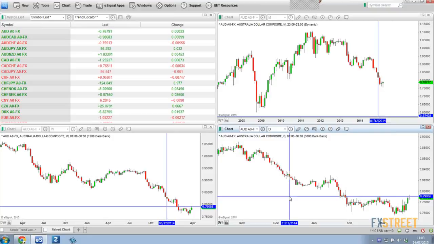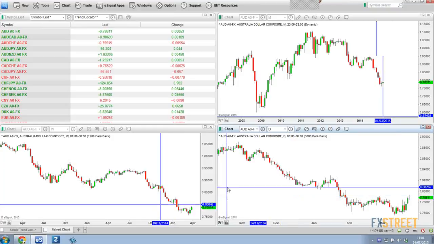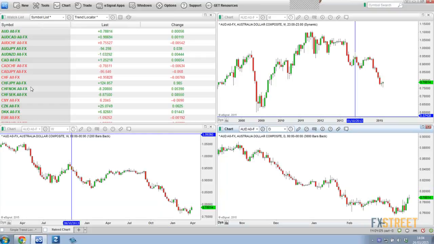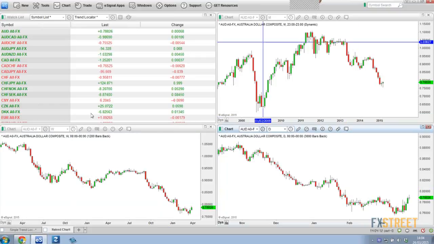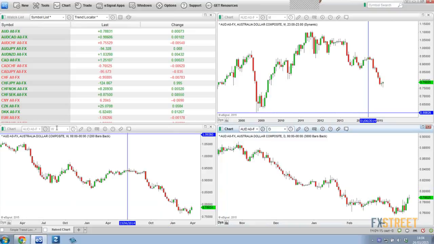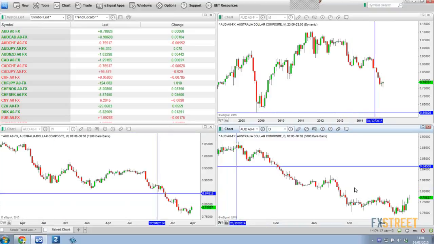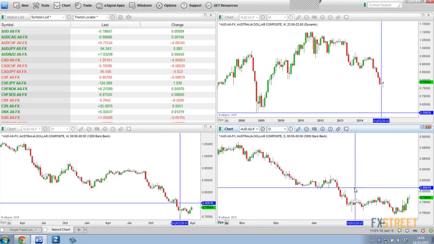What you can see in front of you, first of all, regular visitors to the webinar will be familiar with my setup. I have the watch list on the left-hand side, the monthly chart in the top right corner, the weekly chart in the bottom left corner, and the daily charts in the bottom right corner. Currently, what you can see is a naked chart, so there's no indicators on there. It's just purely price action. If we go to my actual trading page, which you guys are familiar with, it'll look something like this.